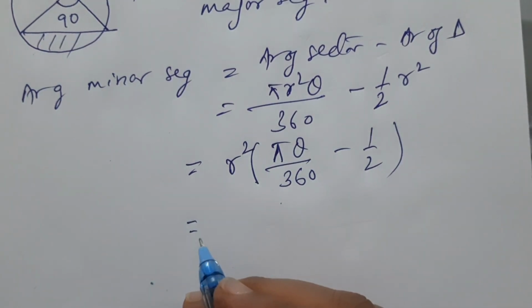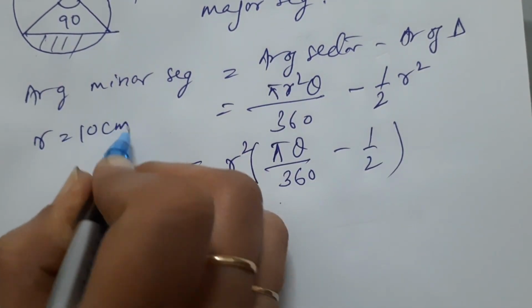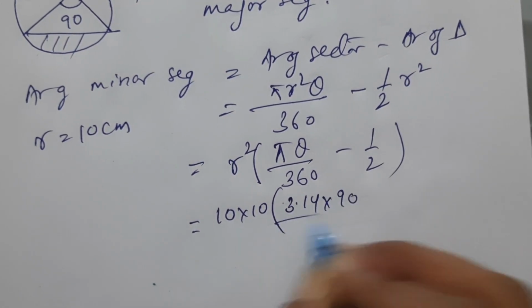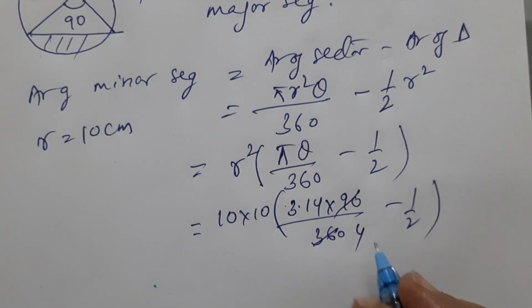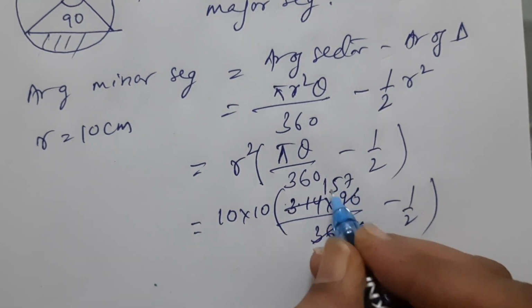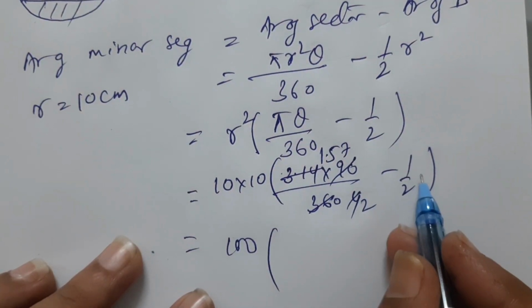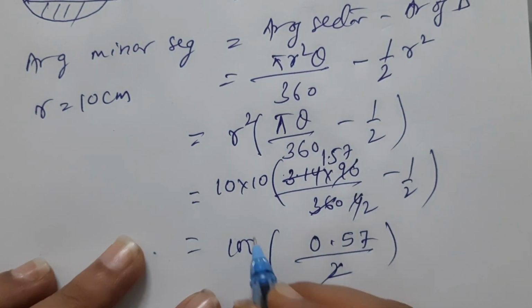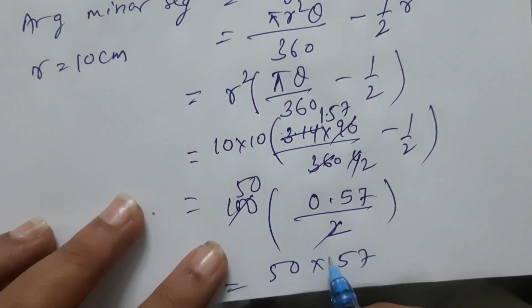Now r, in this question pi value is given 3.14. Radius is given 10 centimeter. So here r is 10 centimeter. Now 10 and then pi is 3.14. Theta is 90 upon 360 minus half. 9 4s are 360. 2 2s are 4. So it's 1.57. 10 10s are 100. 1.57 minus 1. So it's 0.57 whole divided by 2. Thus the answer is 50 multiplied by 0.57.